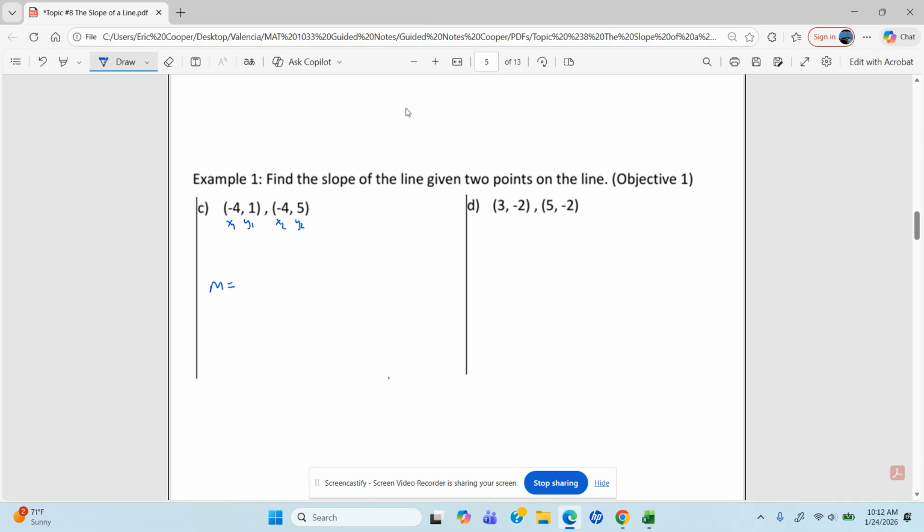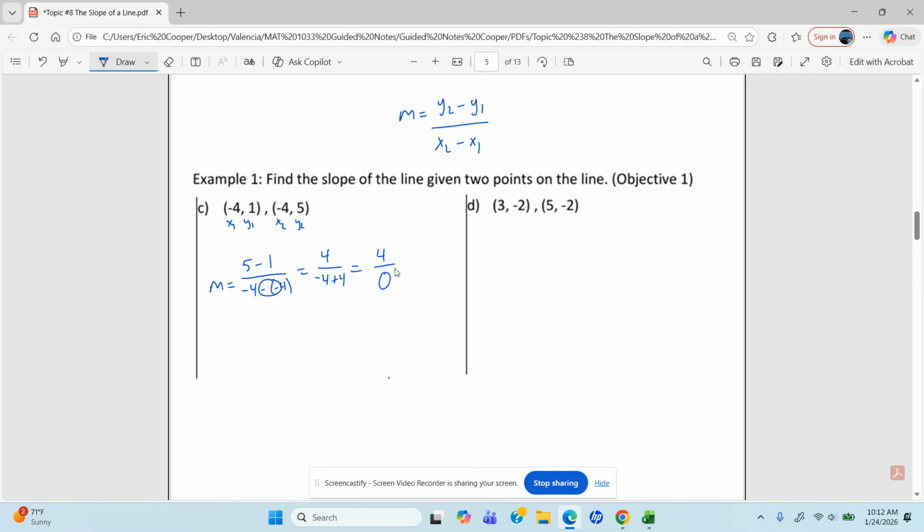Let's remind ourselves of the slope formula. M is equal to y2 minus y1 over x2 minus x1. So y2 minus y1 in this case is 5 minus 1. And the x's are the same, negative 4 minus negative 4. 5 minus 1 is 4. This double negative here becomes a positive. That leaves me with negative 4 plus 4. Negative 4 plus 4 gives me 0.